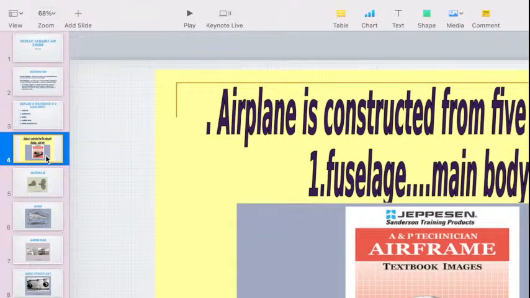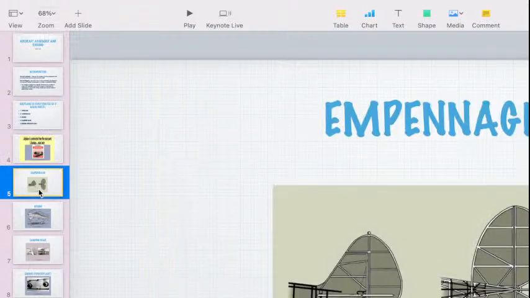First of all, the fuselage, main body. This is just a picture from your airframe textbook. That is our fuselage. You don't see any wings attached to it, so it's trying to show you that this section is what is considered the fuselage. That's the name of it. Our empennage, this is our tail section.